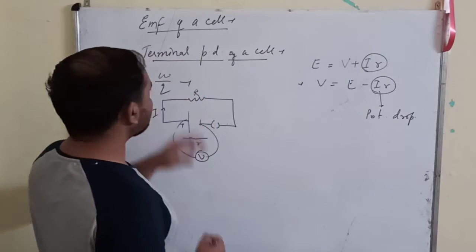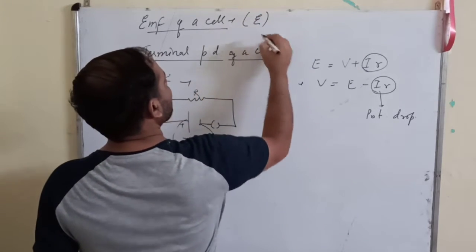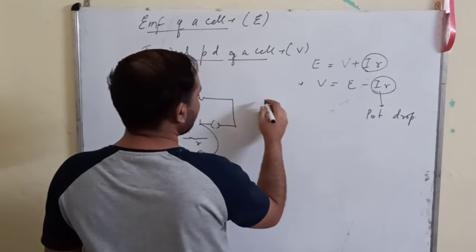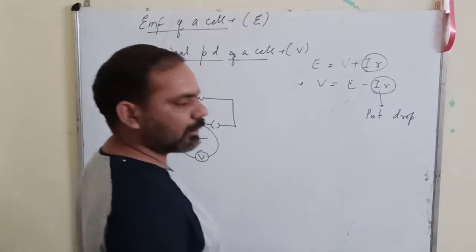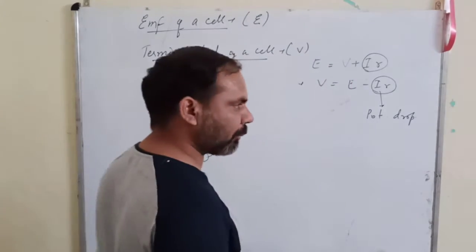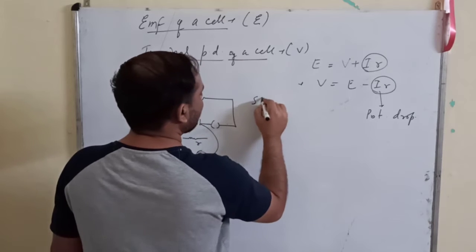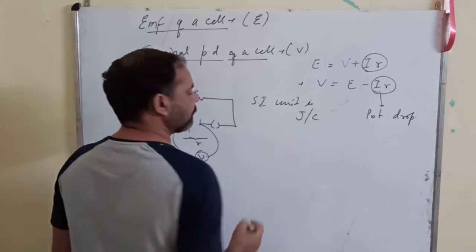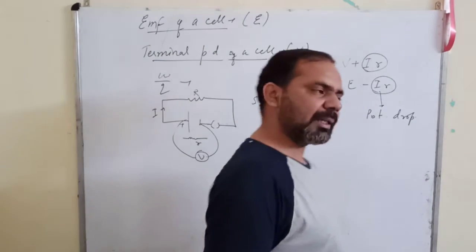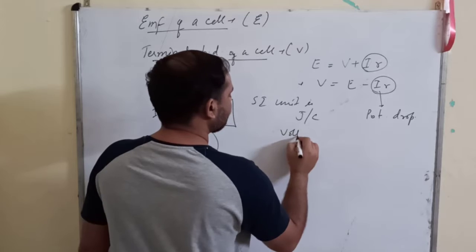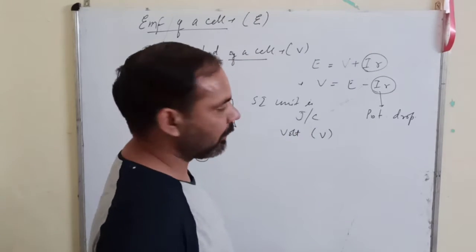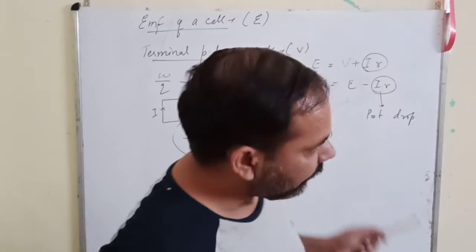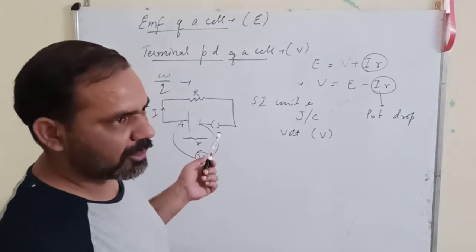Okay, now both EMF and V have the same SI unit, the SI unit of that potential difference. For both of them, the SI unit is Joule per Coulomb. Joule per Coulomb is the SI unit, or the volt, capital V. Volt, which is equivalent to Joule per Coulomb, is the SI unit of EMF or the terminal potential difference.